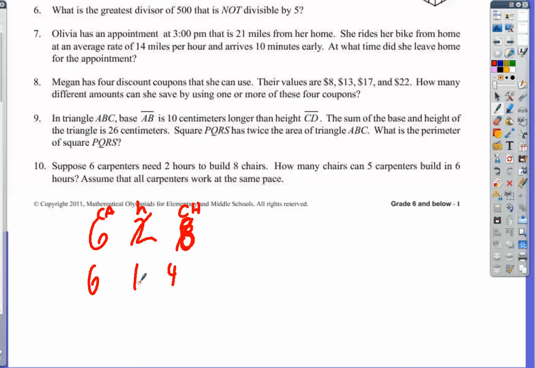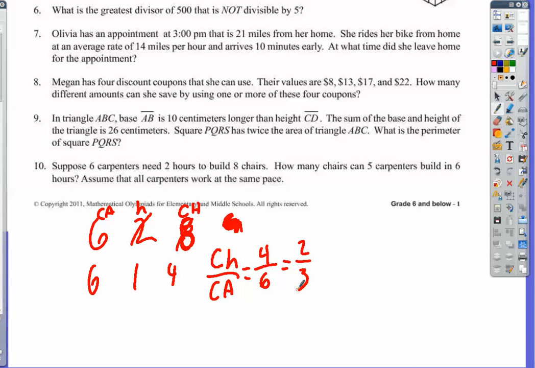That means each carpenter can do, so I need to, let's figure it out. So I need chairs per hour. Per means divide, so chairs per hour, or sorry, chairs per carpenter. And I already have it per hour. Chairs per carpenter. So I know that I can get 4 out of 6 chairs per carpenter per hour, which is equal to 2/3 of a chair per carpenter every hour.